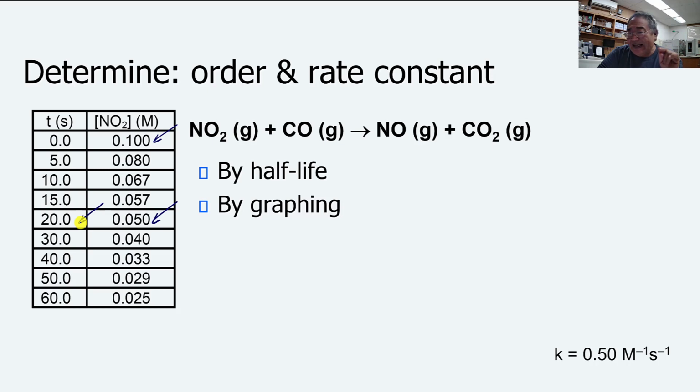The second half-life for zero order should have come at 10 plus 20, which is 30 seconds. If it's a second order reaction, then second half-lives are twice as long as the first half-life. So it's 20 seconds plus 40 gives me 60 seconds. You'll notice I have enough data in here that half of 0.050 is 0.025, and that comes at 60 seconds. So this is second order data because the half-life doubled. By half-life, that's how you're going to do that.